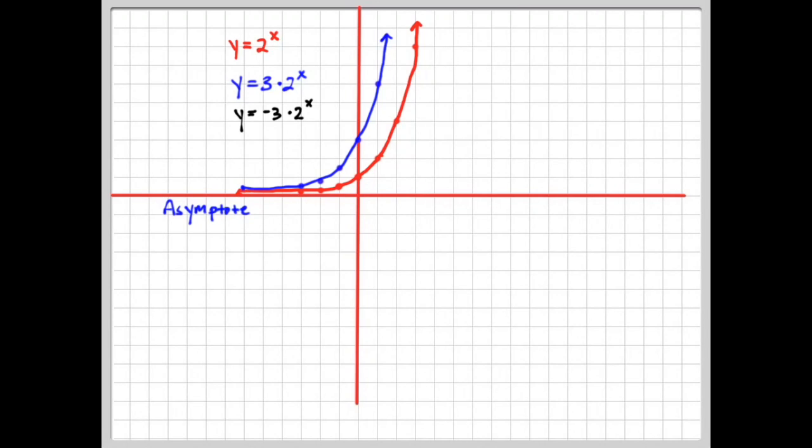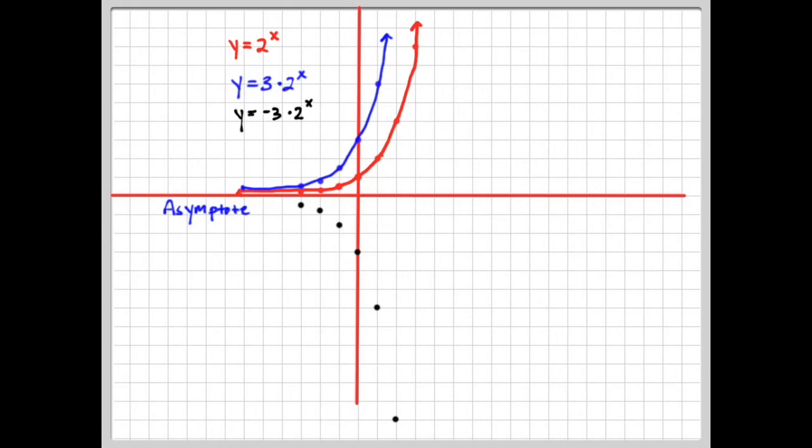So instead of starting at 1 or 3, what are we going to start at now? -3. Because 2 to the 0 is 1, and 1 times -3 is -3. What are we multiplying by as we go to the right? 2. So we go from -3 to -6, because -3 times 2 is -6, and from -6 to -12. And as we go in reverse, we divide by 2, and we go from -3 to -1.5, or -3 over 2, and -3 over 4, and -3 over 8.